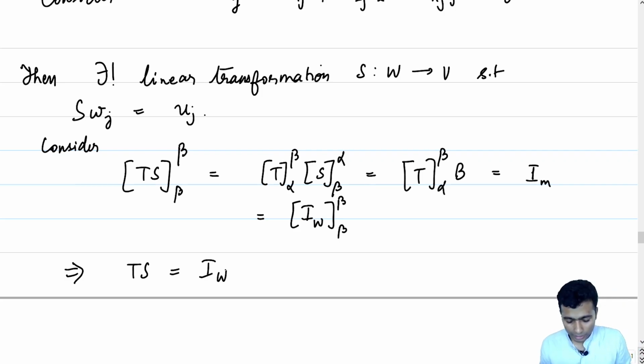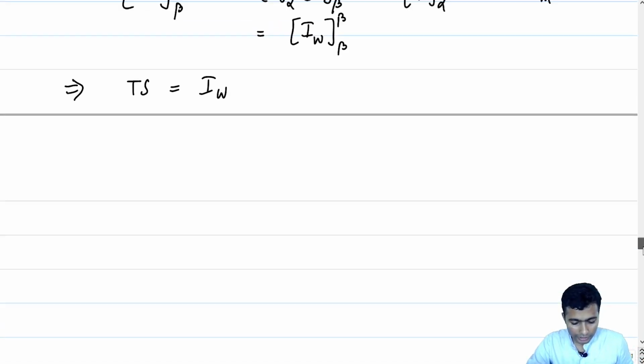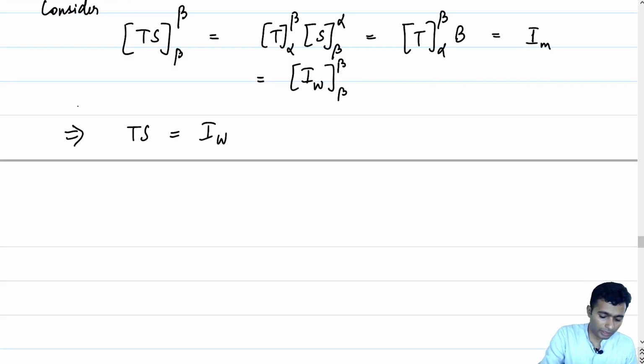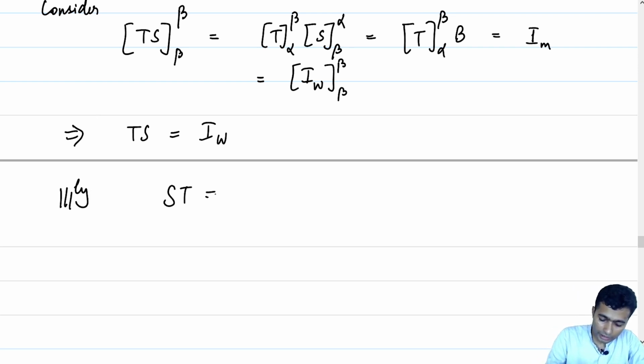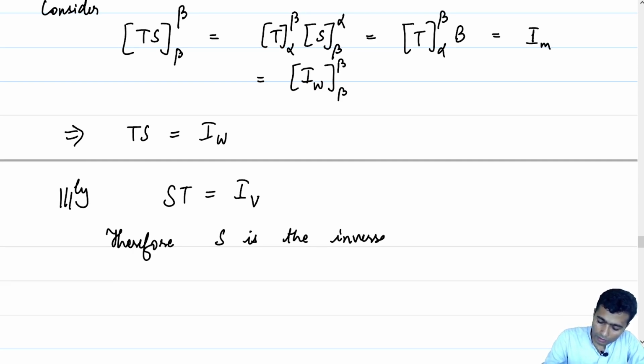It's an exercise for you to see that this is equal on each of the basis vectors, and therefore, it's straightforward. I wouldn't want to call it an exercise, but nevertheless you should check this particular arrow carefully. Similarly, we will be able to conclude that ST is equal to IV, and therefore S is the inverse of T, which gives that T is an invertible linear transformation. That completes our proof.